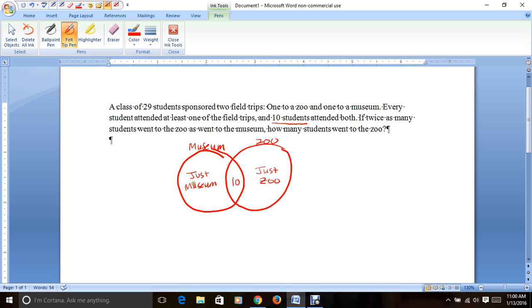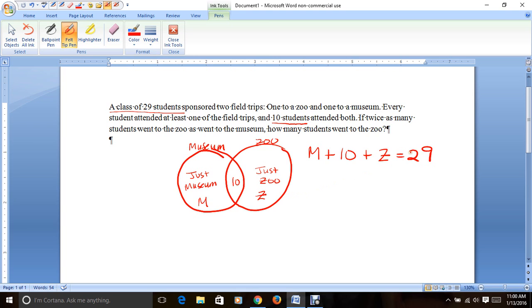Now I'm going to call the people who just went to the museum M people. And then the number that went to just the zoo, I'm going to call Z people. Okay, so I can write a couple of different equations with M and Z based on this problem. It says that 29 students are involved here. So that means that M plus 10 plus Z is 29, because the kids who just went to the museum plus the 10 who did both plus the kids who just went to the zoo is 29.